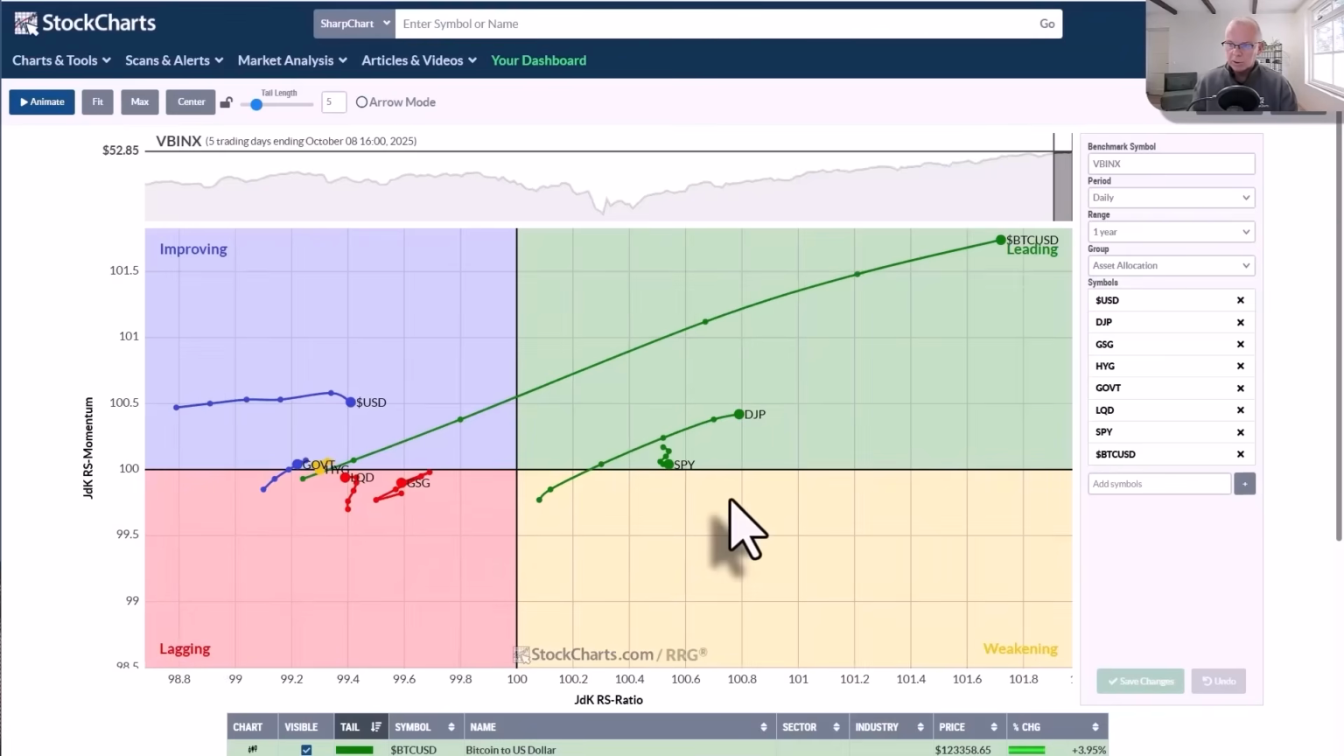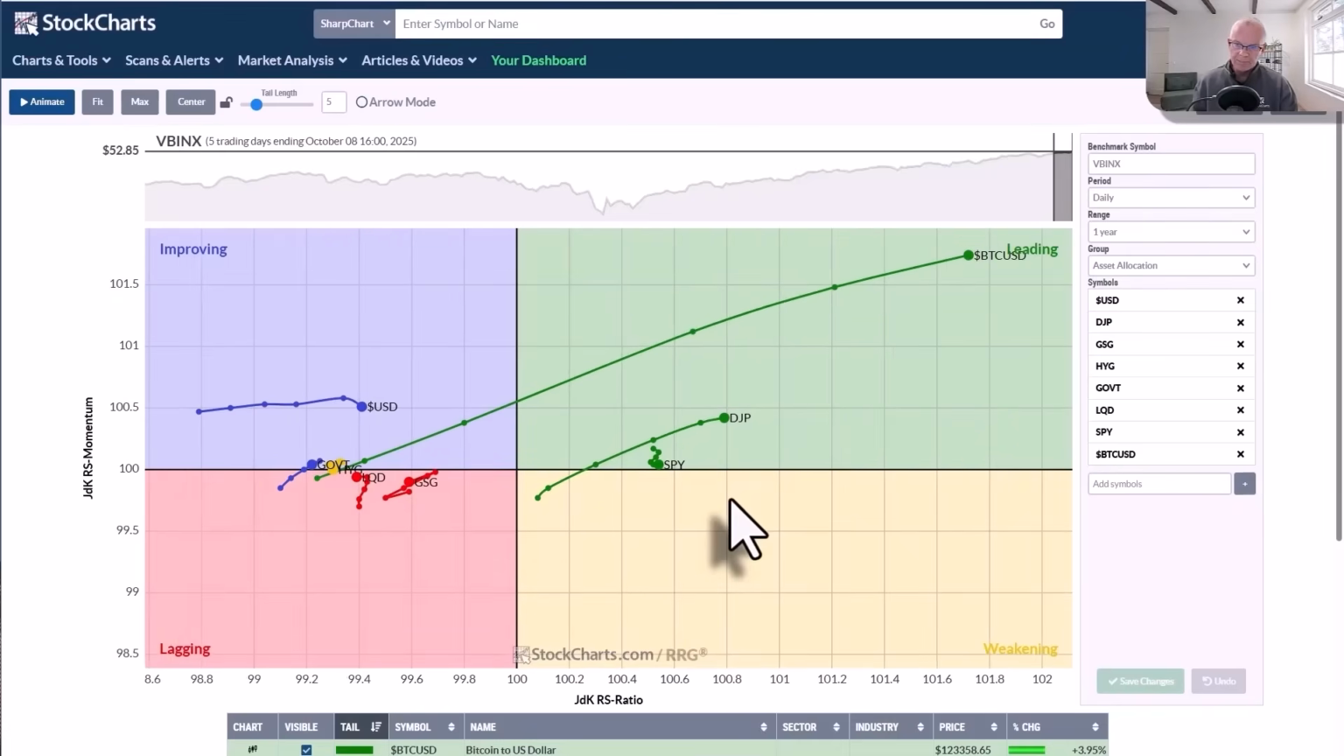The conclusion of this RRG, in my opinion, and let's focus on the stock-bond rotation, is that SPY, stocks, are still the preferred asset class. Both on the daily and the weekly RRGs, SPY is on the right-hand side of the graph. It's over 100 on the RS ratio scale.